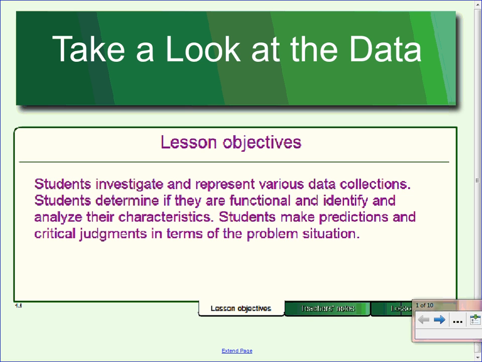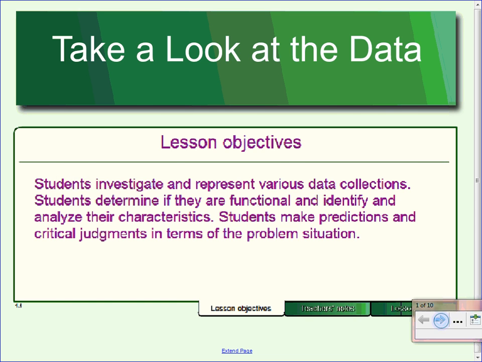Take a look at the data. That's the one we're working on today. From the objective, you can see that students will be investigating and representing various data collections. Students determine if they are functions and identify and analyze their characteristics. Students will also make predictions and critical judgments in terms of the problem situations.